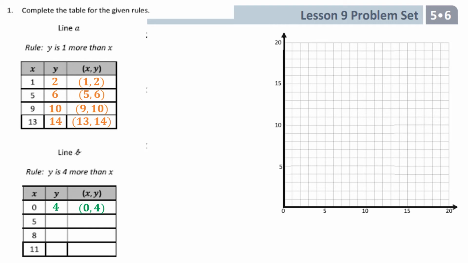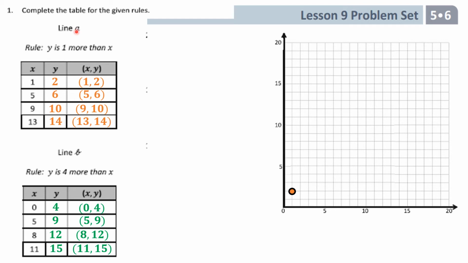All right, over here, x with 5, 4 more than 5 is 9, so my ordered pair is 5, 9. X coordinate of 8, 4 more than 8 is 12, ordered pair is 8, 12, and x coordinate of 11, 4 more than 11 is 15, ordered pair is 11, 15. All right, I'm going to start plotting these here.